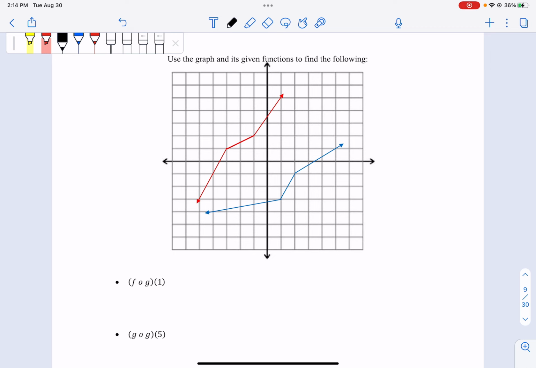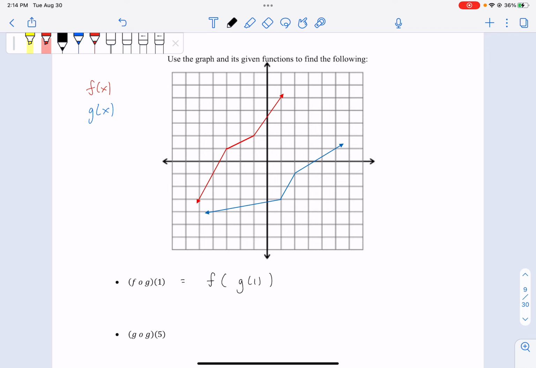So let's say we have a red function. We'll call that f of x. So red is f of x, and the blue function we'll call g of x. So you're going to see this type of notation for composite functions. And what this actually is, is f of g of 1. So this over here is actually inside the outer f.